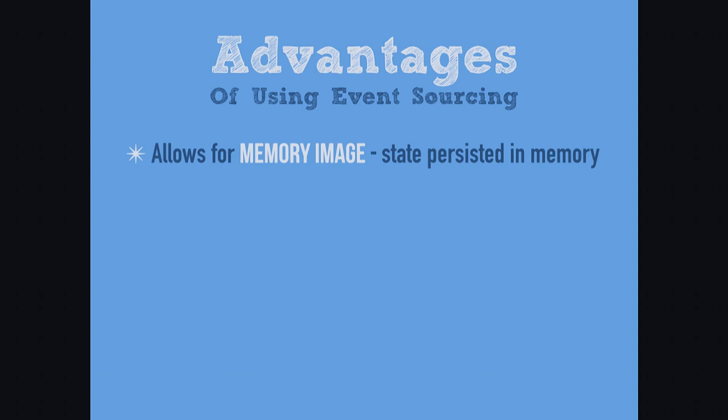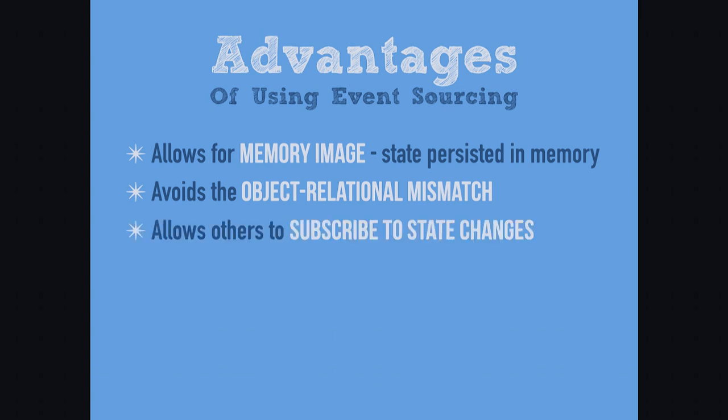And some of the advantages of event logging, I think, is that it allows for this memory image to persist the state right where you use it, without having to map it to relational databases and all that. So it avoids the infamous object-relational impedance mismatch that I've learned to hate, through Hibernate and JPA and all of these things. It also allows others to subscribe to state changes. Not just one guy, but everyone that happened to be interested in state changes of the component.